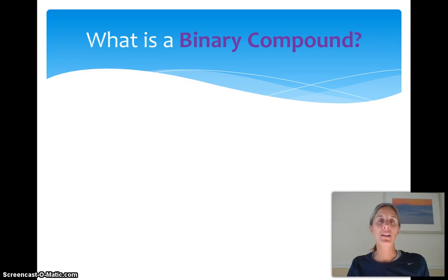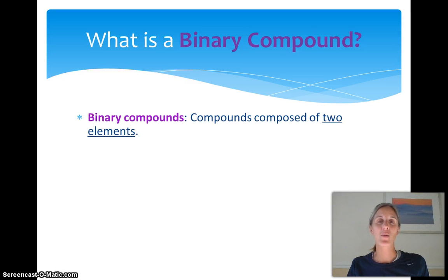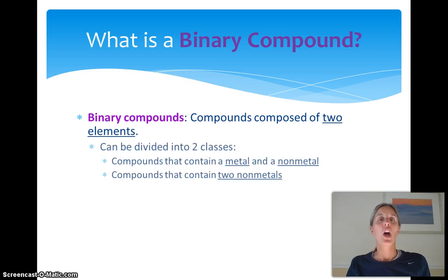That prefix bi means two, so a binary compound is going to be a compound that contains two different elements. Those two elements can either be a metal and a nonmetal bonded together, or two nonmetals bonded together. So if you're looking at the periodic table, you can decide which one of these types of compounds you have by looking at the elements.